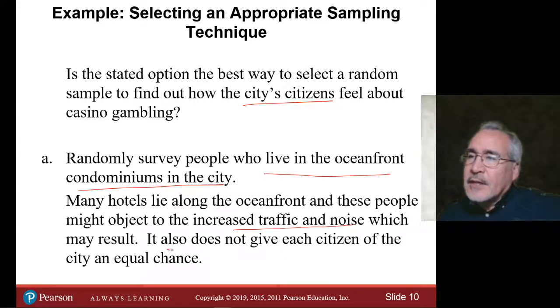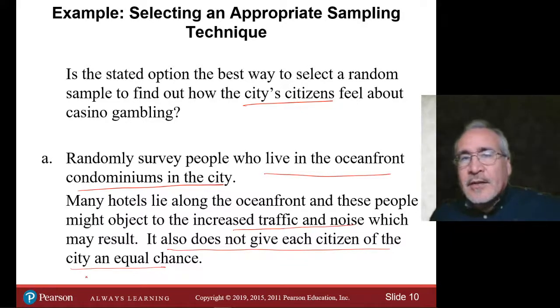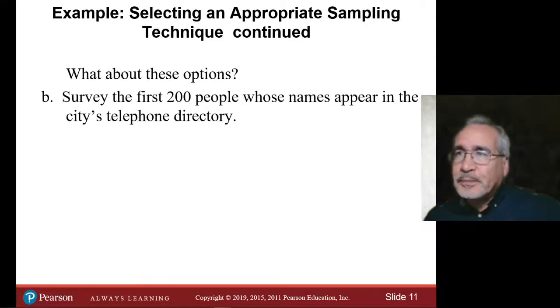This is my bigger thing. Yeah, they may have a bias, but the most important thing is we're not going to get a representative sample because not everybody has an equal chance. We're just going to one region. That's really the big thing.